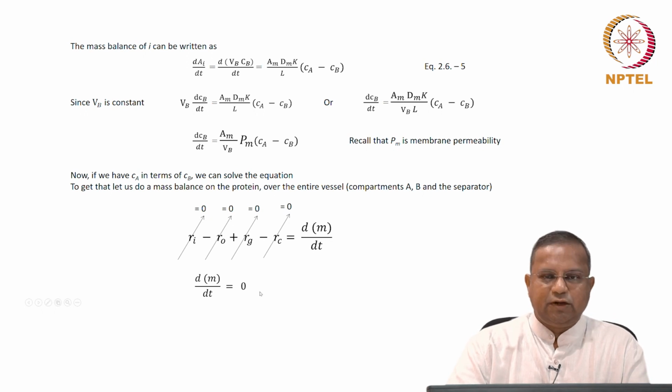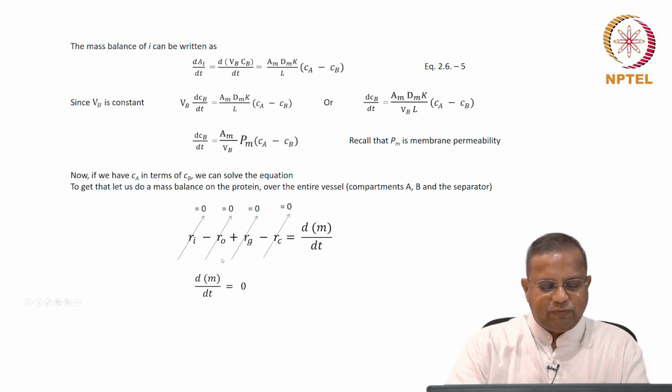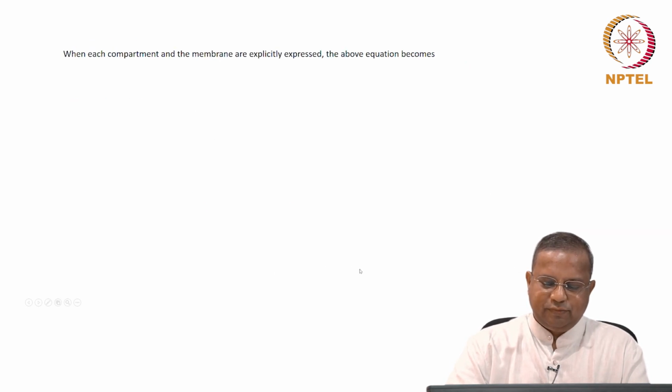That is the relationship that we get, kind of an intuitive relationship, but this is a formal way of doing it, so that we are absolutely clear and we have it in a mathematical form that would become useful for the solution. When each compartment and the membrane are explicitly expressed, this is where the usefulness comes.